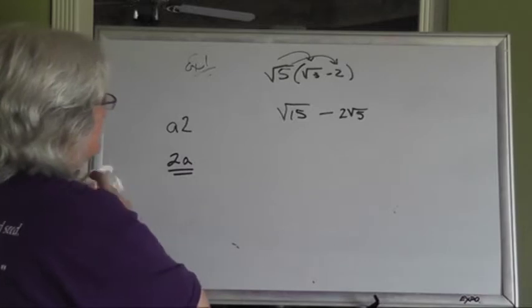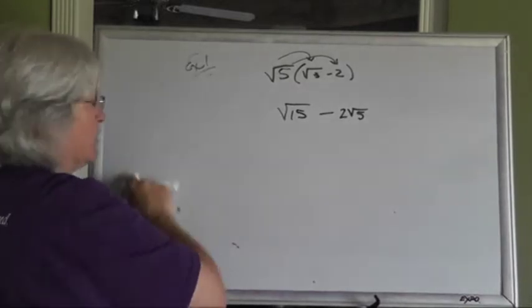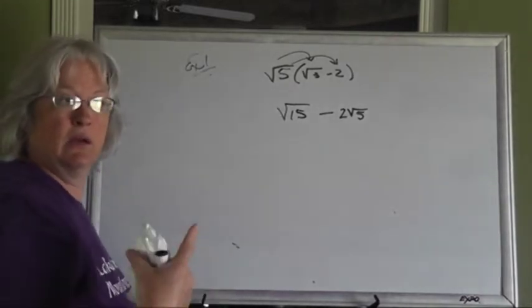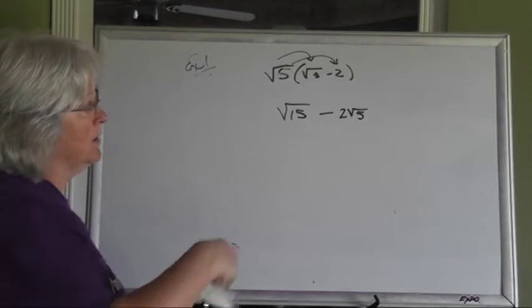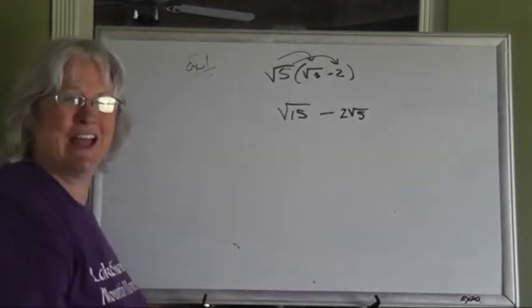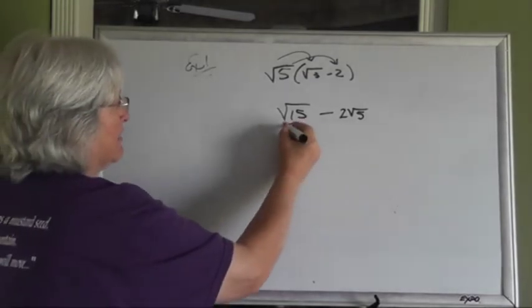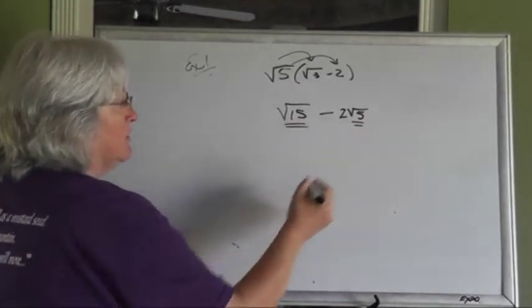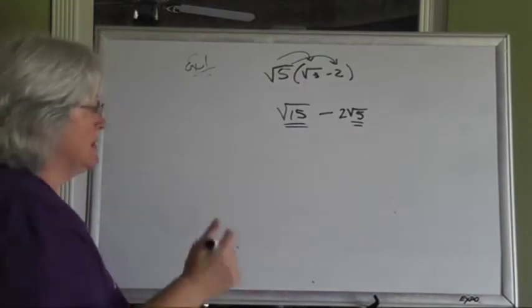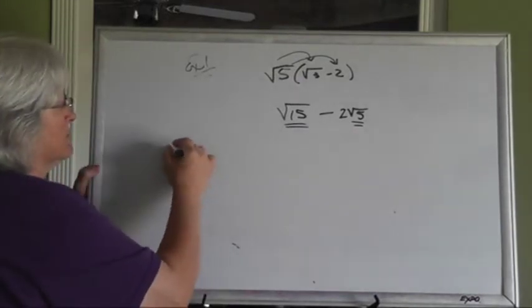Now, you remember that if you're going to add or subtract radical expressions, the radicals have to be like radicals. Well, how do you determine if a radical is a like radical? Same way that you determine like terms.